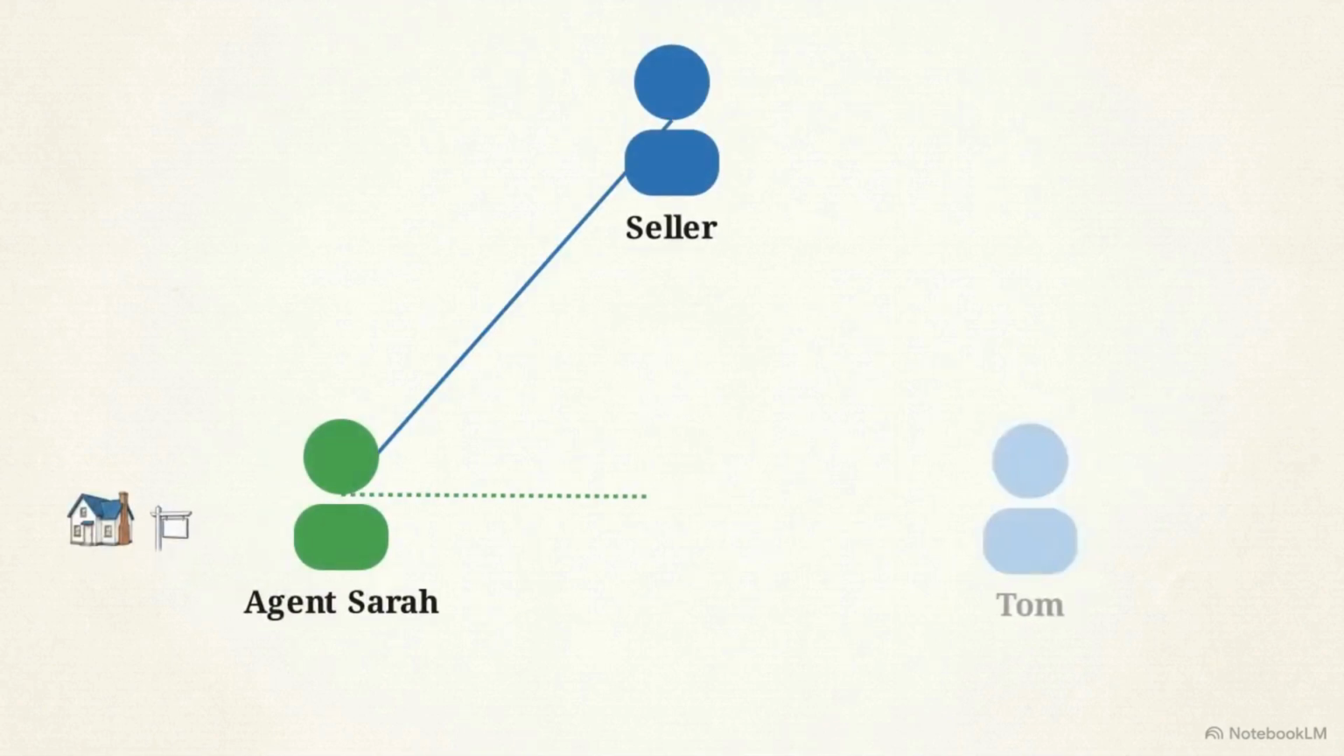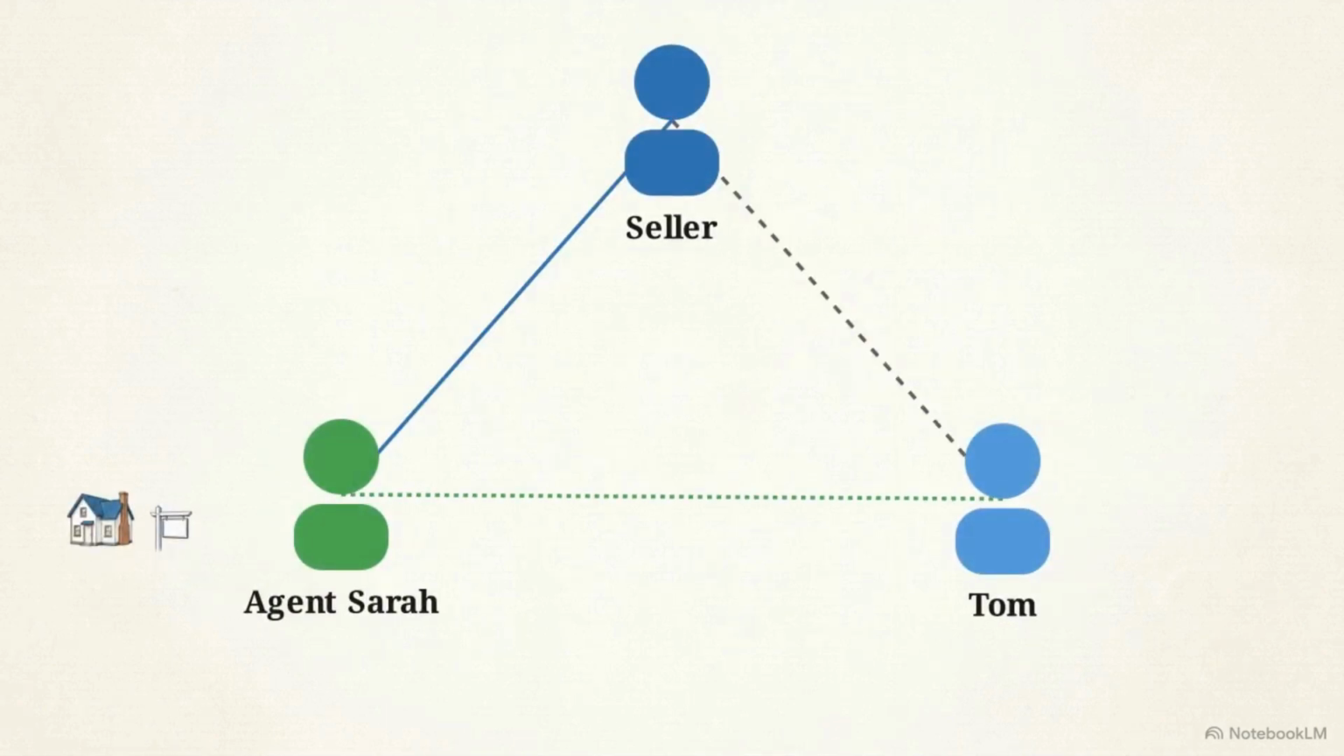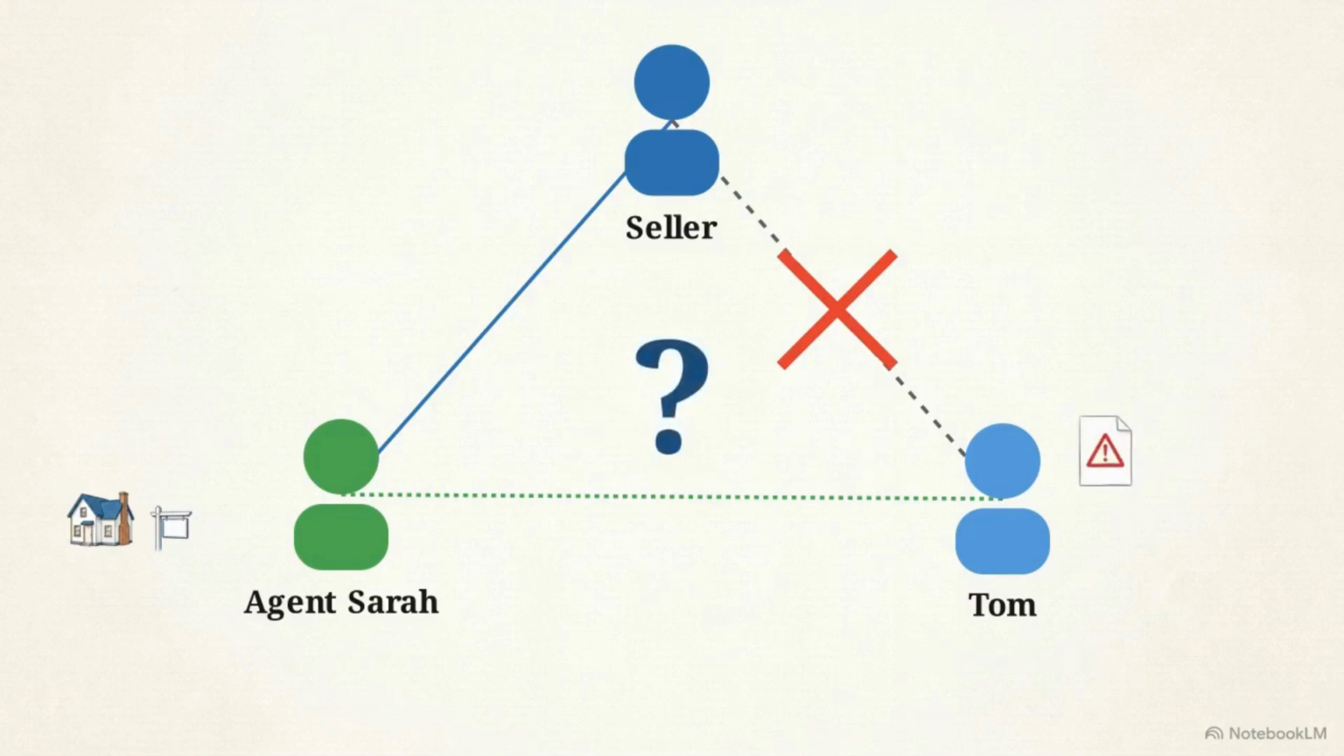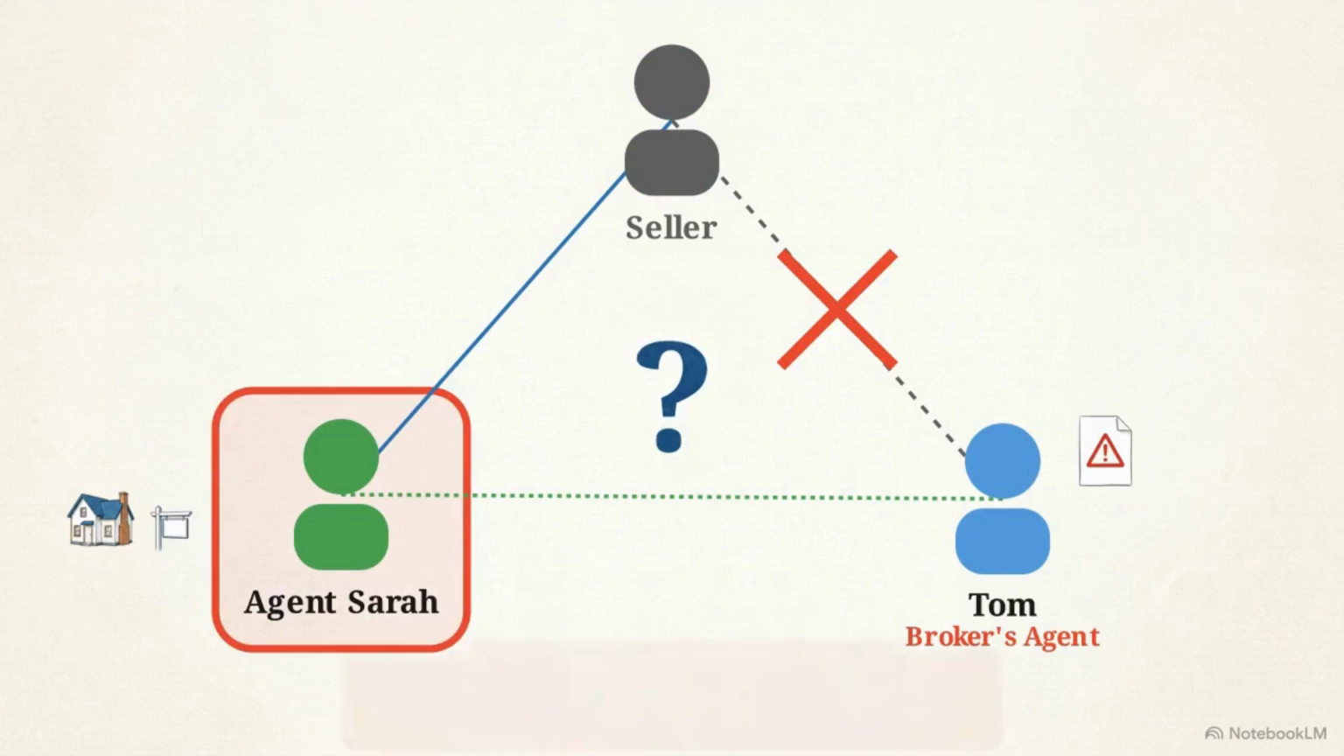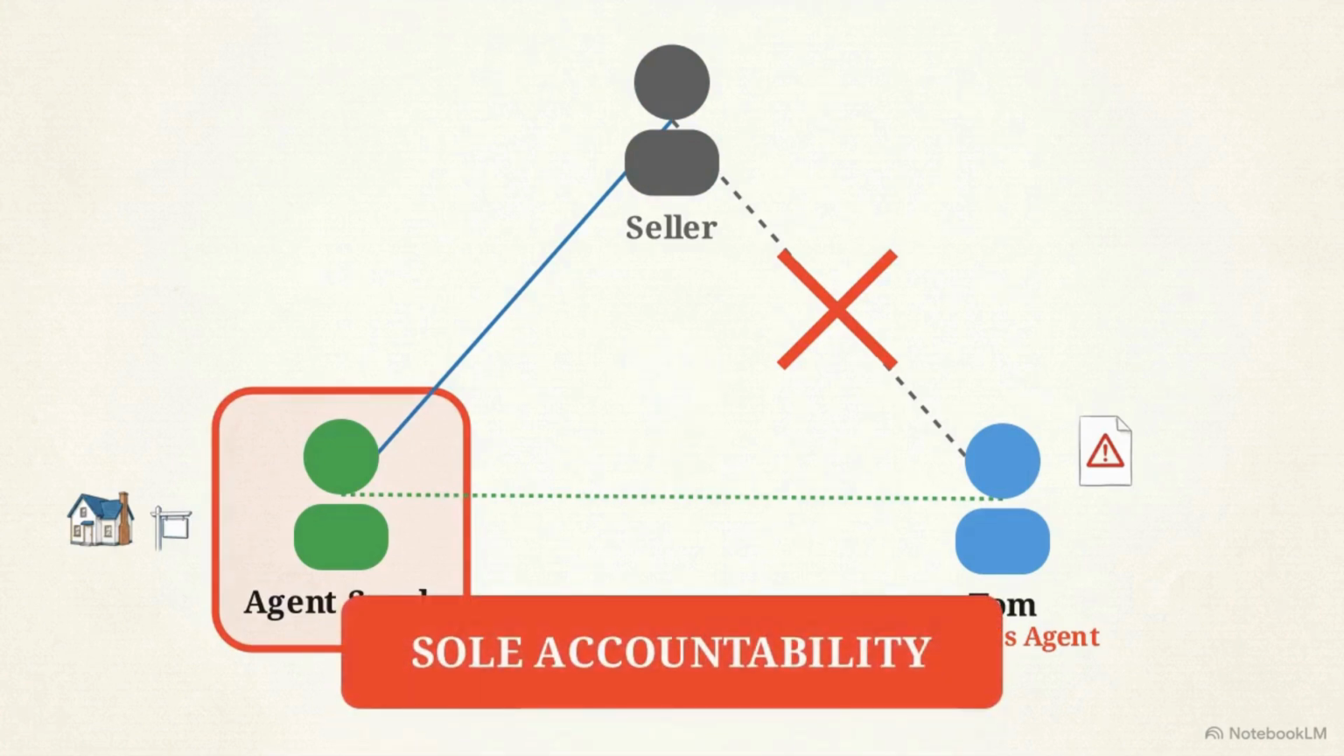Apply this to a scenario. Agent Sarah hires Tom to help with a listing, but she does it without the seller's knowledge or permission. Tom makes an error on the paperwork. Who is liable? Because the seller gave no permission, Tom is acting as a broker's agent. Sarah alone holds the liability. The rule is that liability follows permission.